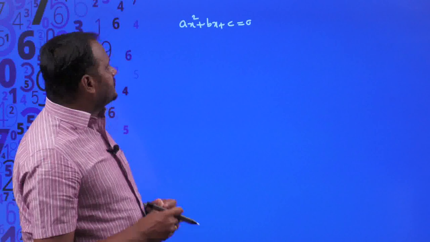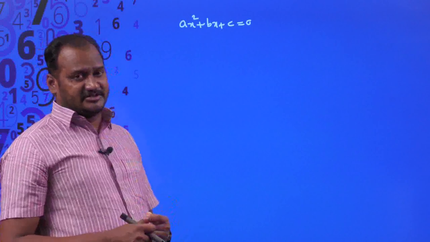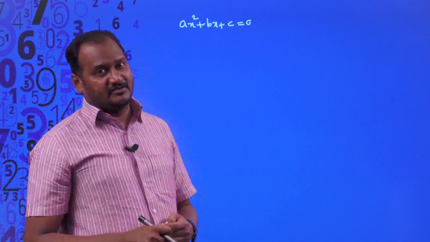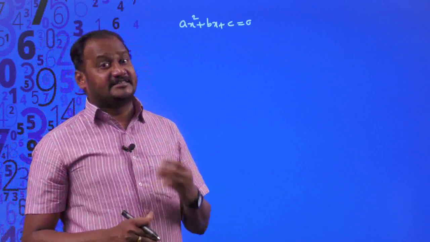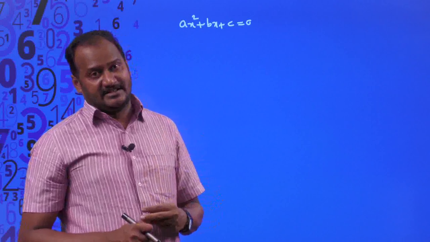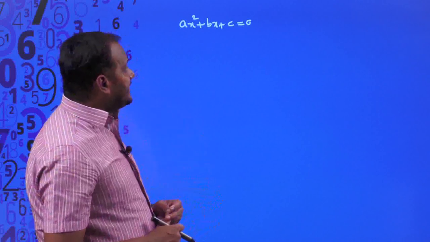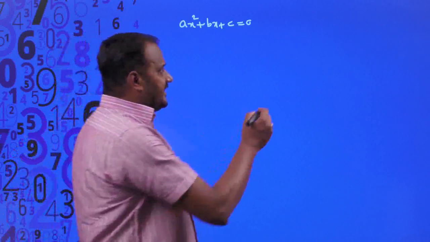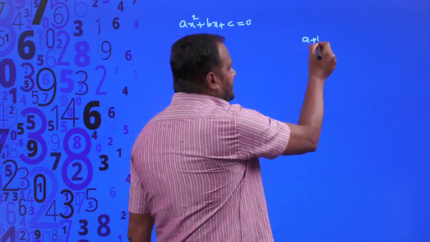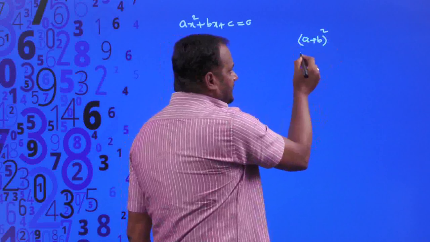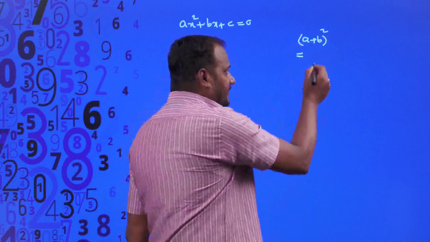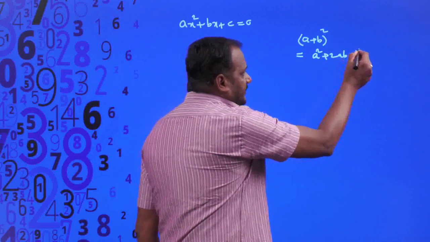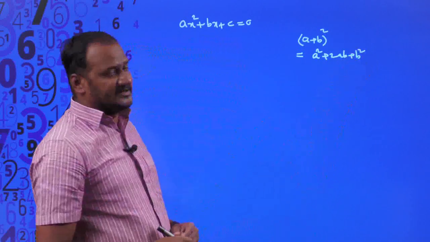Now, I am going to find out the roots of this quadratic equation by using our algebraic identities. So, we have some algebraic identities which have three terms in their expansion. Which identity has three terms in its expansion? Let us try to understand what is the formula for a plus b whole square. The formula for a plus b whole square is going to be a square plus 2ab plus b square. Right? This is the formula for a plus b whole square.